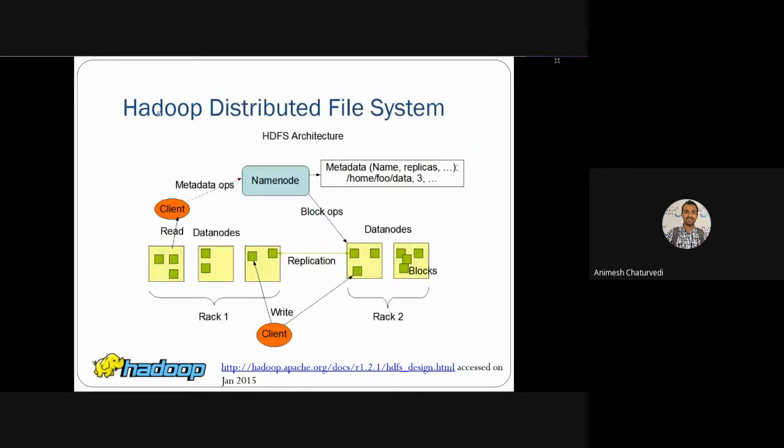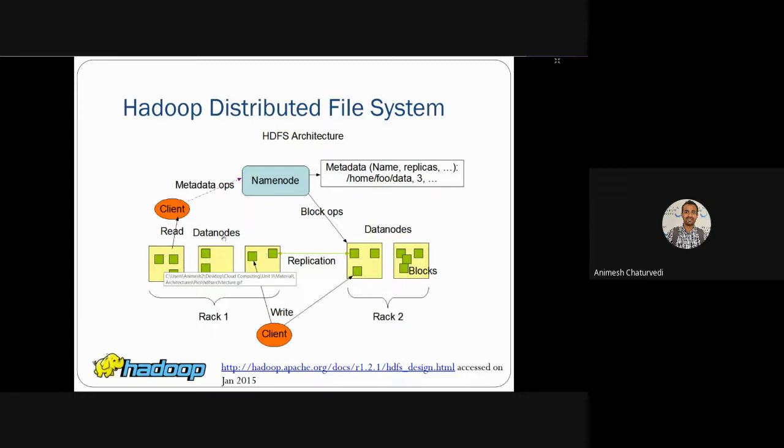Now we'll discuss the Hadoop distributed file system architecture. It looks like this. There's a name node, which contains the metadata of all the data. Metadata means the name of the file, how many replications there are, and where they are stored, in which node they are being stored.